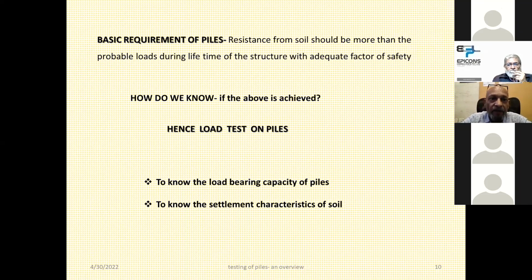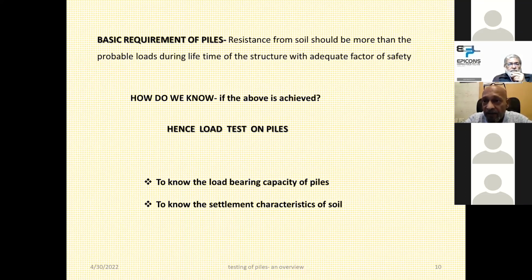Hello everyone. So now I'll be speaking on the pile load test. Or say testing of the pile. Load test is one of the part of it. Basic requirement of pile is that resistance from soil should be more than the probable loads during the lifetime of the structure with adequate factor of safety. Now we call it pile capacity.